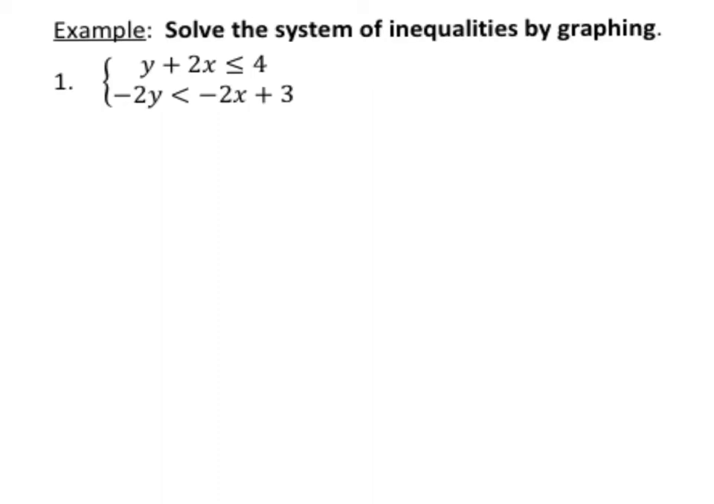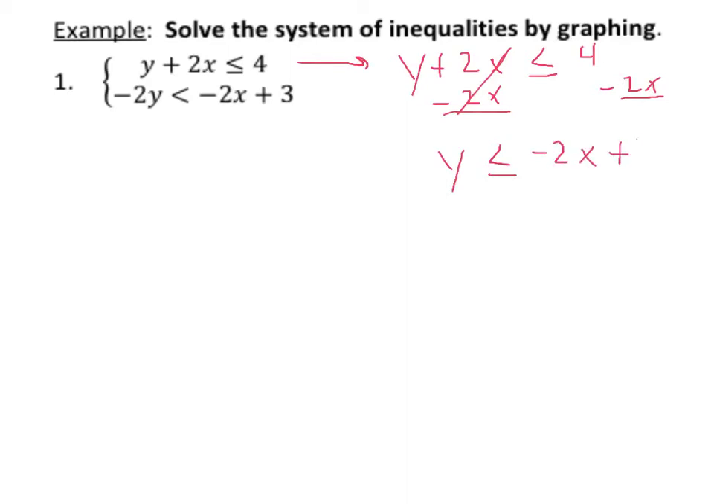In our example, we're going to solve the system of inequalities by graphing. We can tell that this is a system because we have two inequalities. In order to graph these, they must be in slope-intercept form. I'll take the top inequality, y plus 2x is less than or equal to 4, and isolate the y by subtracting 2x from both sides. That gives y is less than or equal to negative 2x plus 4.